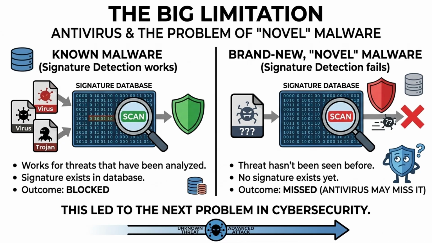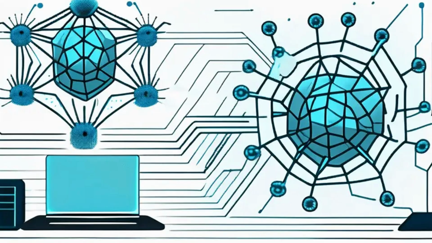The big limitation: it only works for known malware. If hackers create a brand new piece of malware that nobody has analyzed yet, it won't exist in the signature database, which means the antivirus might miss it. Which led to the next problem in cybersecurity: polymorphic malware.